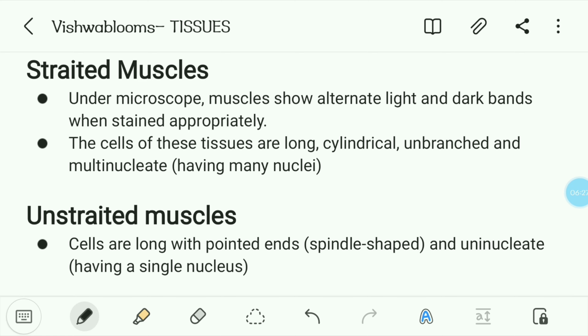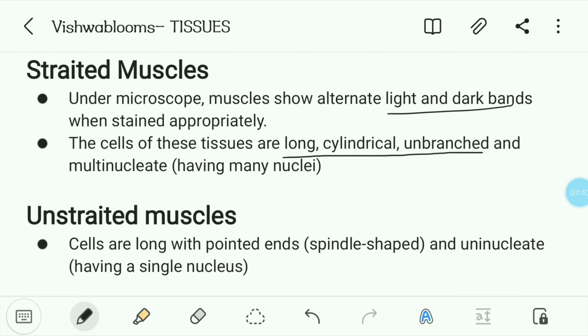Now striated and unstriated muscles we will discuss. Striated muscles: under the microscope, when the muscle was stained in the appropriate way, it showed alternate light and dark bands. The cells of these tissues were long, cylindrical, unbranched, and they had many nuclei. If you have many nuclei, it is called multinucleate. So striated muscles are long, cylindrical, and unbranched.